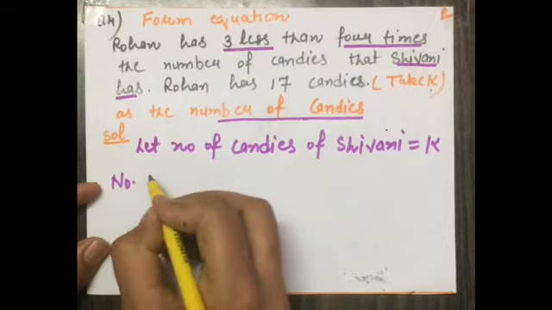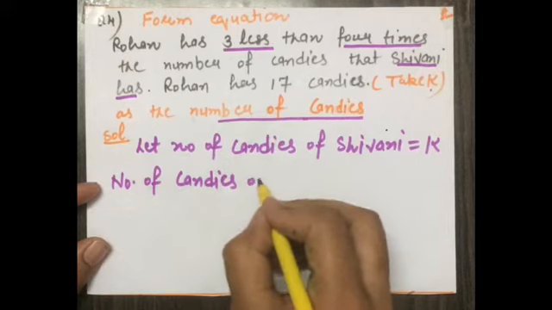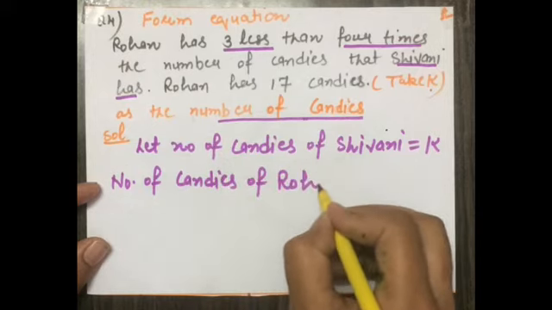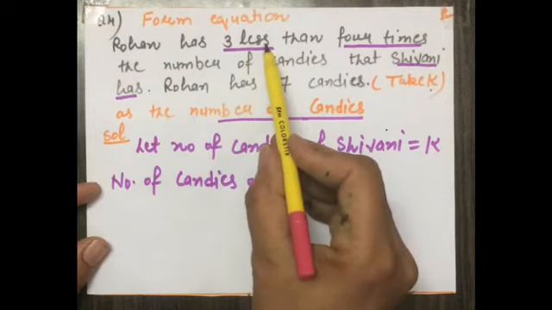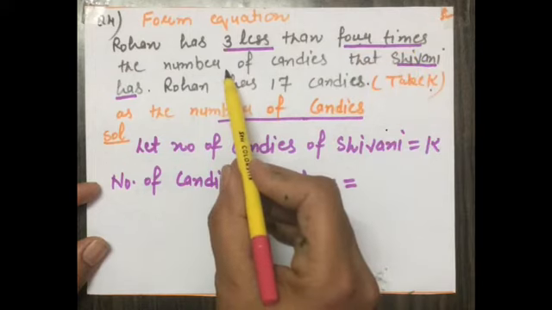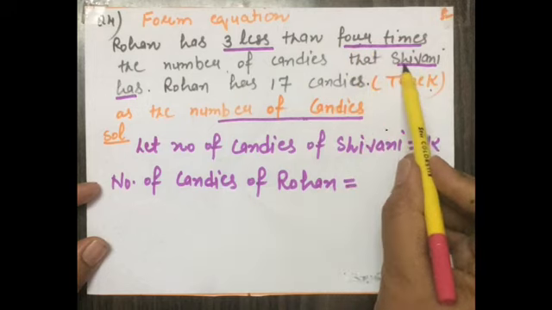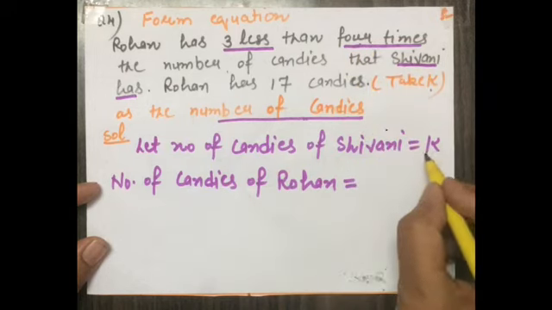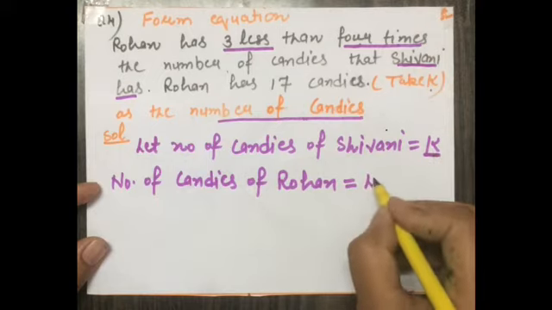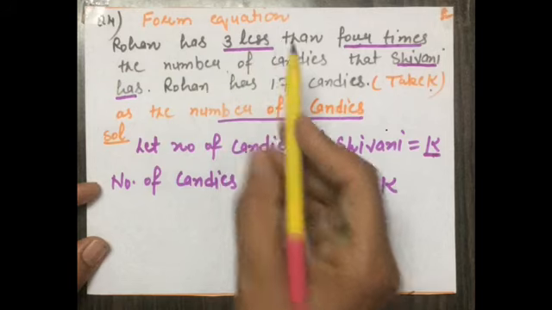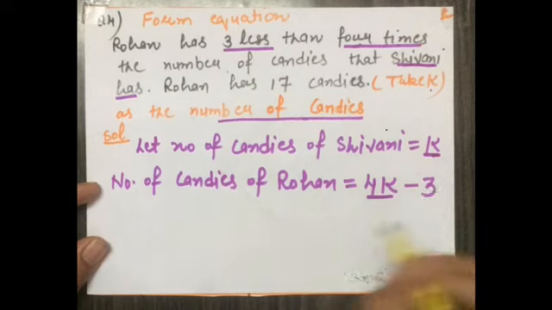Now we will find the candies for Rohan. Number of candies of Rohan is equal to, say this relation, 3 less than what? 4 times the number of candies of Shivani. First find 4 times Shivani's candies. Shivani's candies is k, so 4 times Shivani's candies is 4k. 3 less than this 4 times is 4k minus 3.